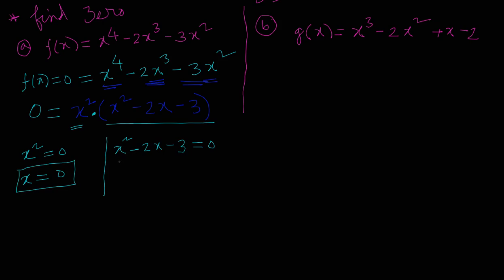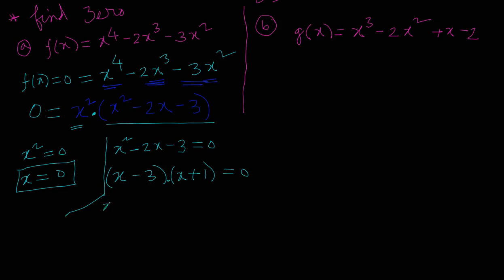Now you can solve a quadratic equation by factoring or by quadratic formula, whatever method you use. So let me use factoring. So it will be (x minus 3)(x plus 1) equals 0. And again, what do I have? I have two mathematical expressions in product form, and the product is equal to 0.